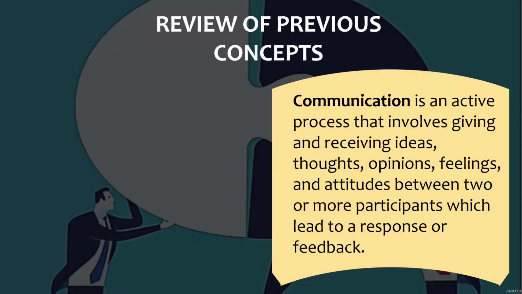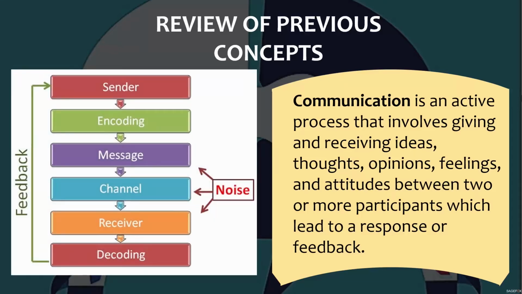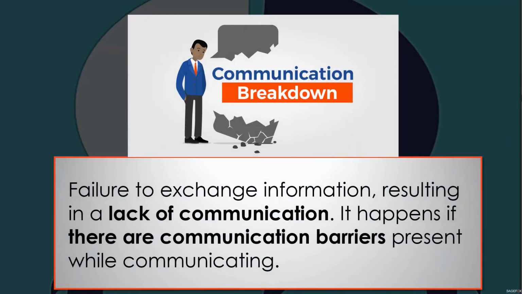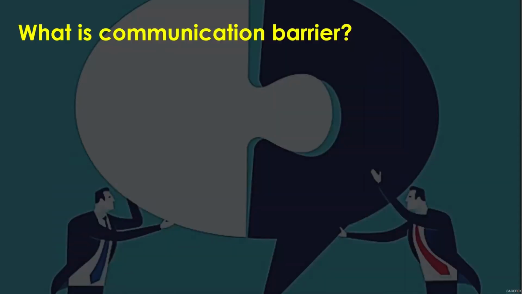communication is. We have learned in our previous lesson that communication is an active process. It involves giving and receiving ideas, thoughts, opinions, feelings, and attitude between two or more participants, which lead to a response or feedback. Communication breakdown, however, is defined as a failure to exchange information, resulting in lack of communication. It happens if there are communication barriers present while communicating.